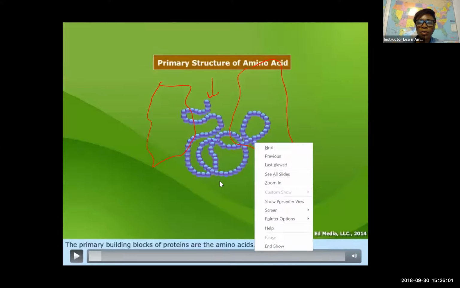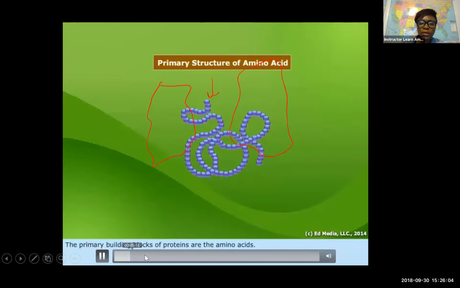Sorry about that. I stopped it too quick. I wanted to show you those sections.